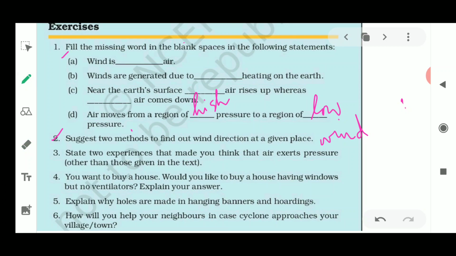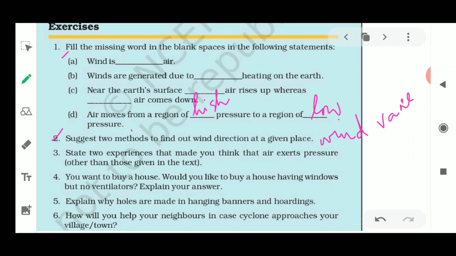Next, the second method could be in the form of experiments. Like you can fly a kite; the direction in which the kite flies is going to tell the wind direction. Then next, you can take some fine, lighter sand in your hand and let it slowly slip off from your hand. Now if the dust particles move in a particular direction, that direction is the direction in which the wind is flowing.